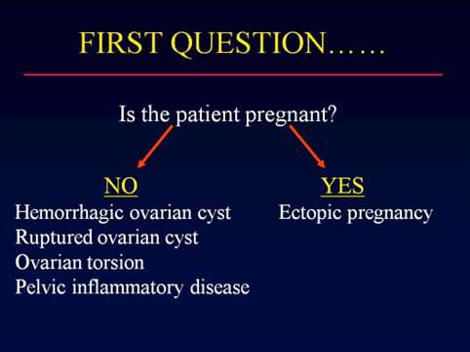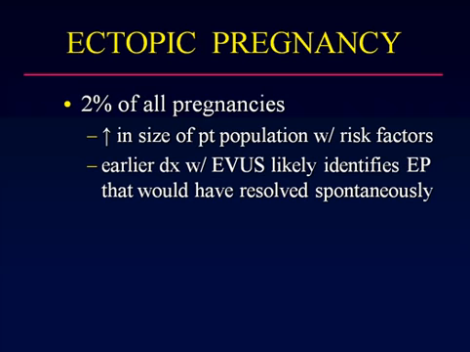If she is not pregnant, you will then evaluate her for the following etiologies, such as hemorrhagic ovarian cysts, ruptured ovarian cysts, ovarian torsion, or pelvic inflammatory disease. These topics have been covered in other lectures on the website.